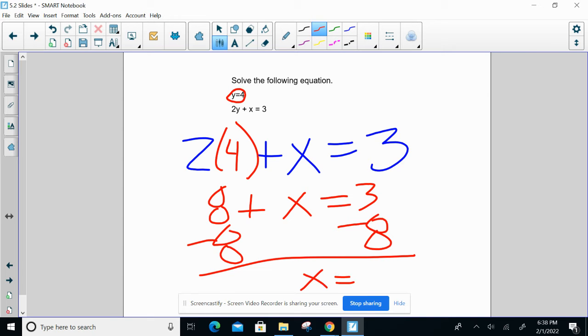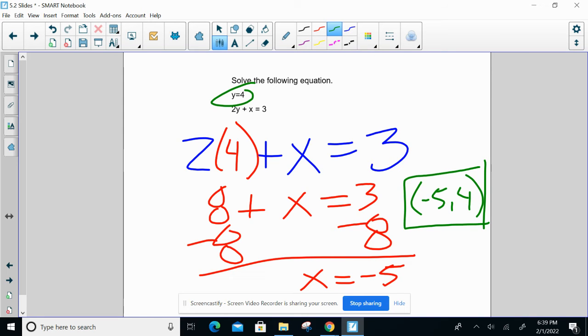X equals negative 5. Now, in this case, you don't have to solve for y. I'll show you what I mean on the next slide, but you don't have to solve for y because we have it. Y is right here, y equals 4. So the answer there is negative 5, 4. If we were to graph these two lines, they would meet at negative 5, 4.